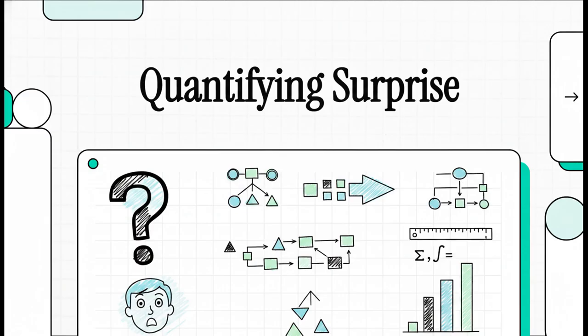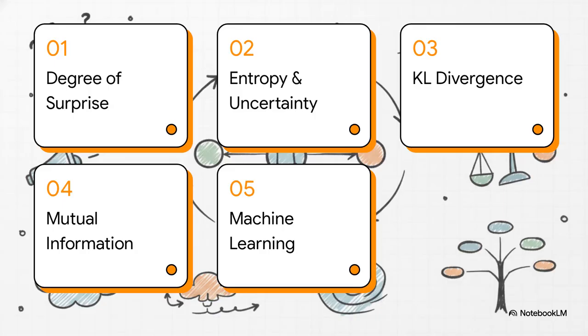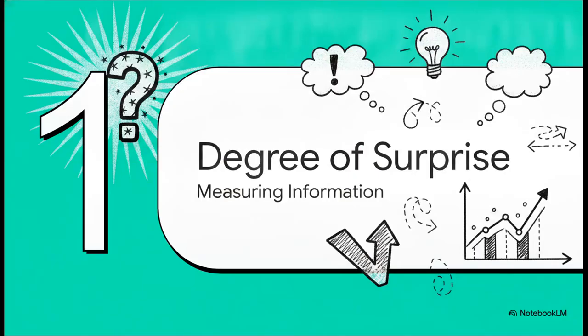We're going to explore a structured, brilliant framework for quantifying information. It's this wild journey that takes us from the very basic human emotion of surprise all the way to complex machine learning models. Here is our roadmap for today. 1. The degree of surprise. 2. Quantifying uncertainty with entropy. 3. Comparing distributions using KL divergence. 4. Mutual information. And finally, 5. How machines actually learn.